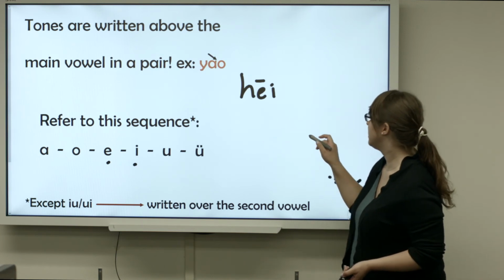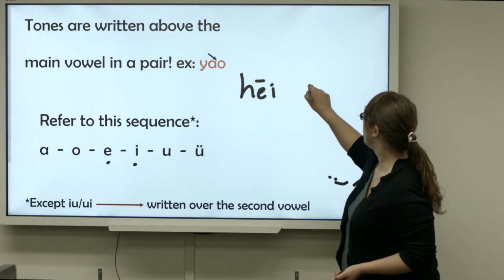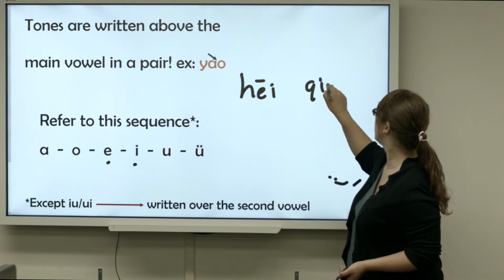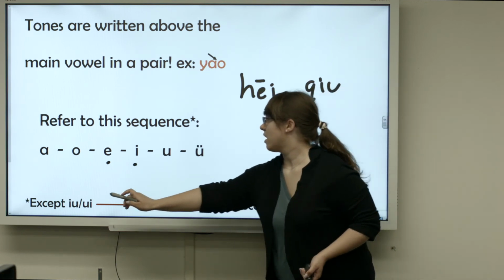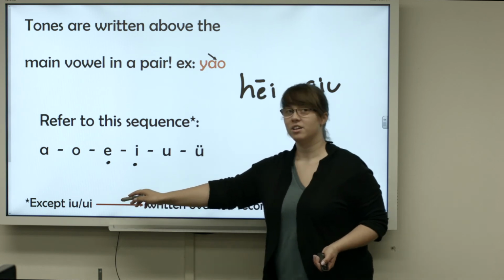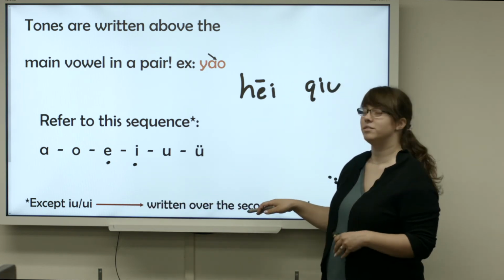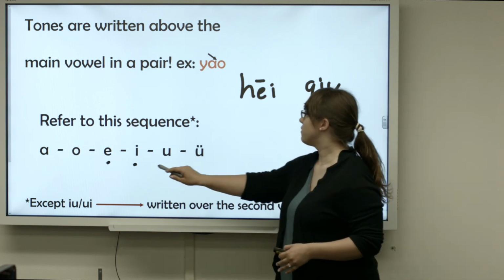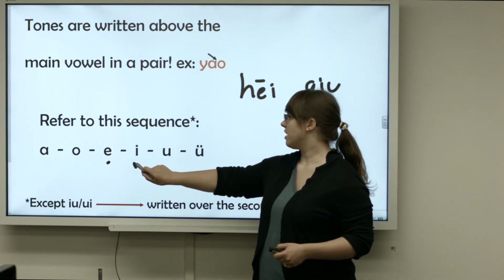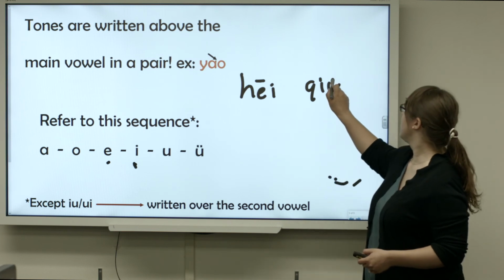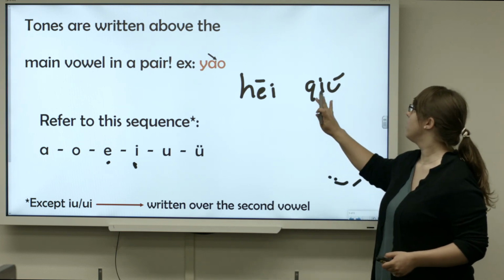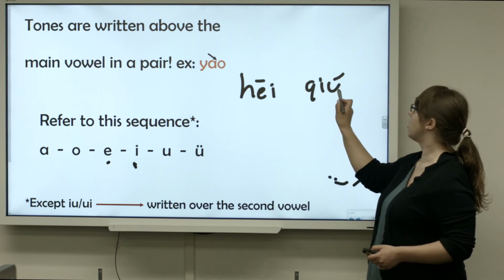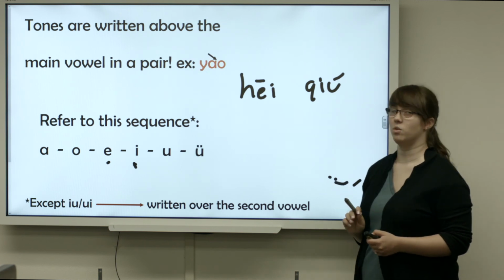Or if we have something like 秋, for IU and UI, the tone is always written over the second vowel. So even though I comes before U, in the word 秋, it'll come on the second vowel.